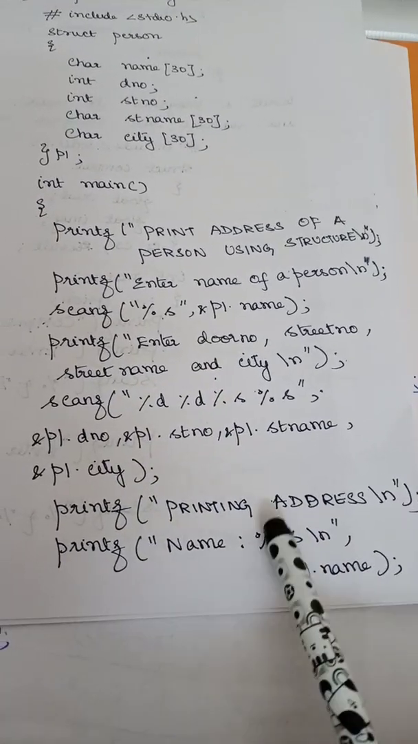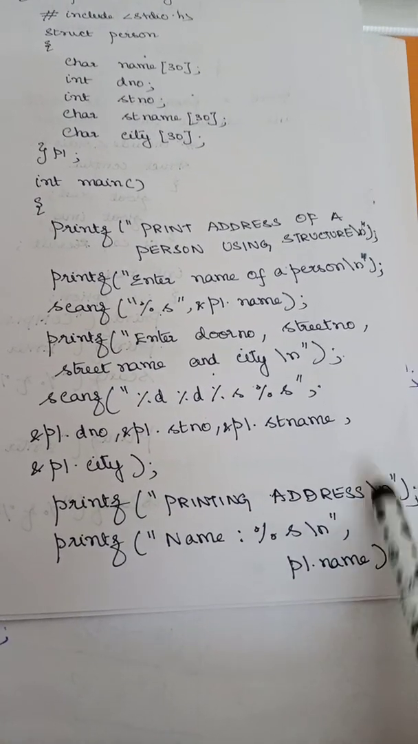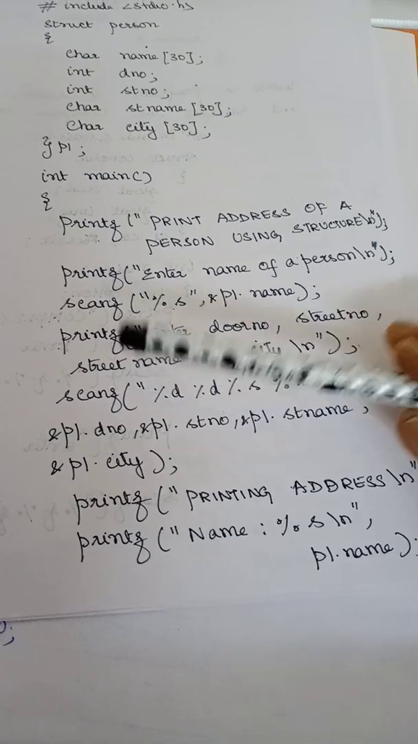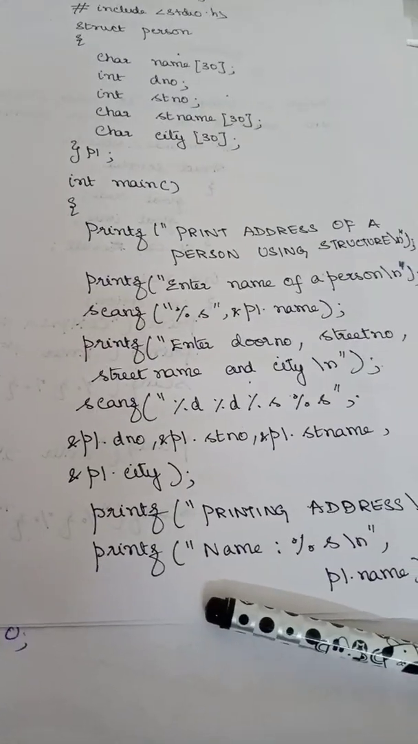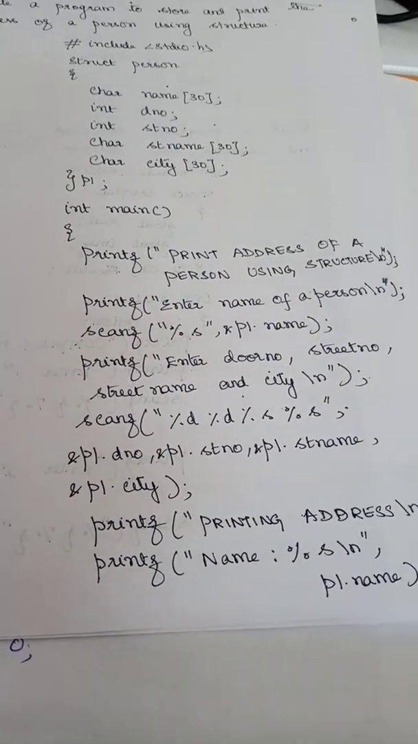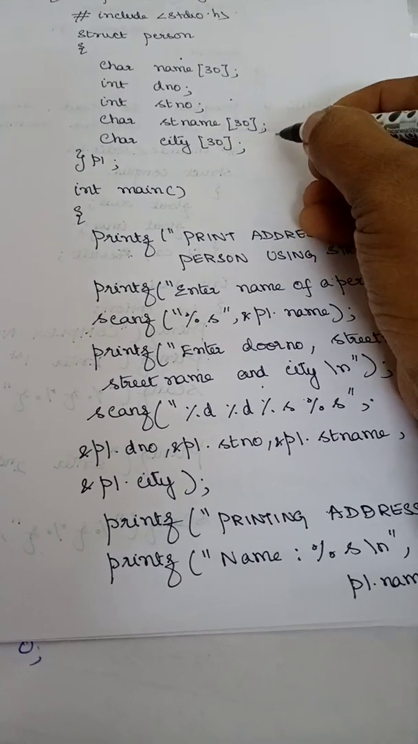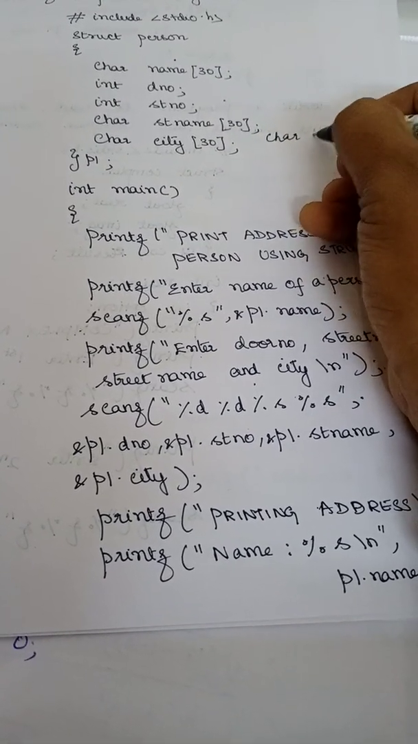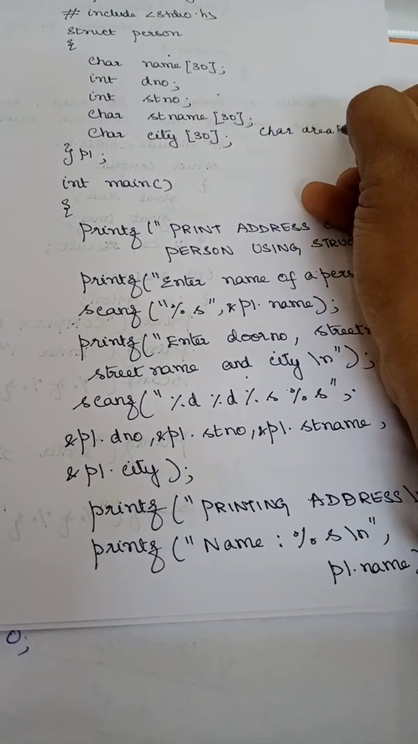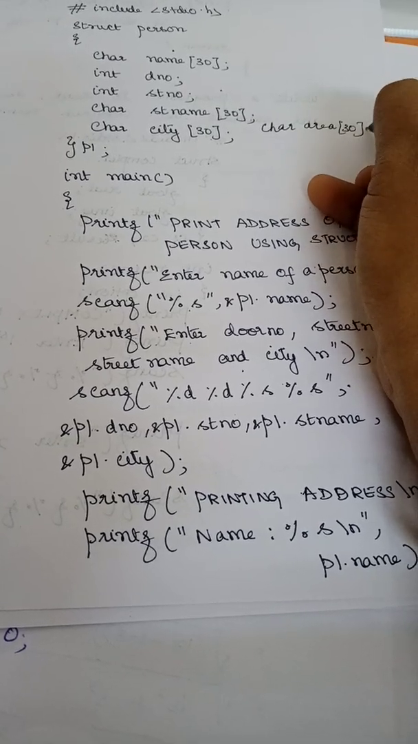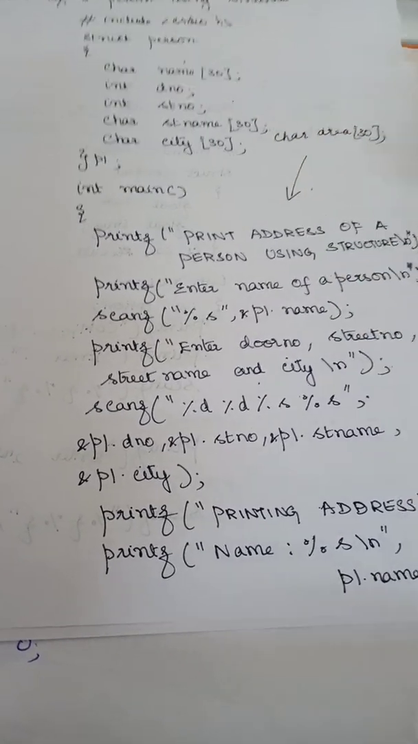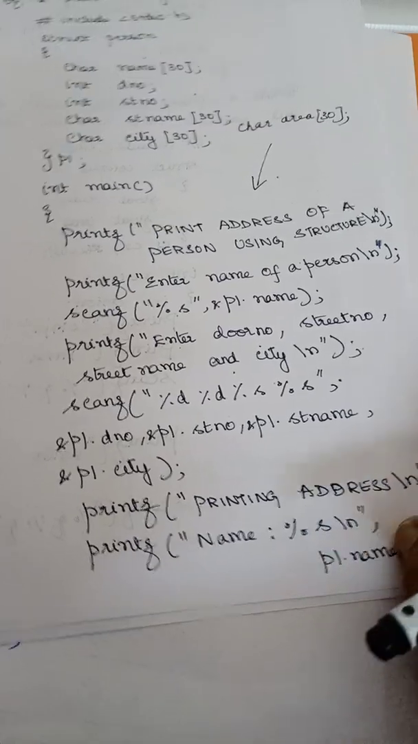Now printf, I am printing the address details. Here I have got all the information, and now I am going to print the details. If you want, you can also include one more member, character area of 30, and include this in your program also.